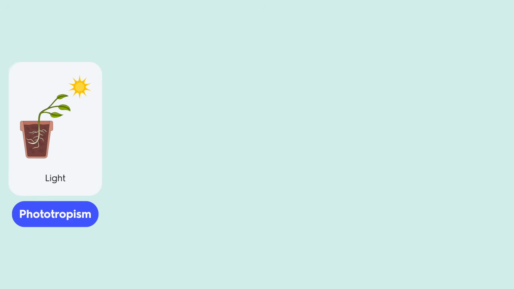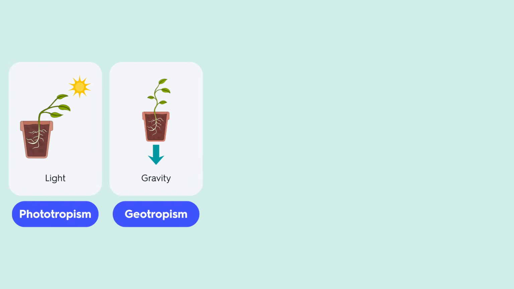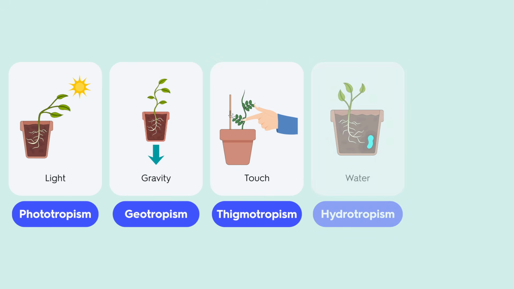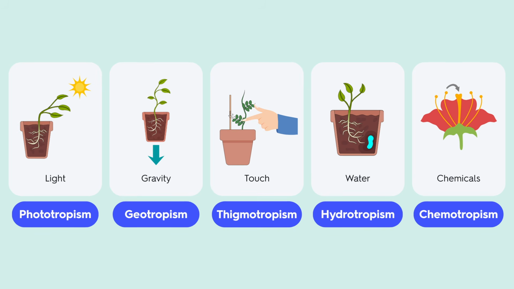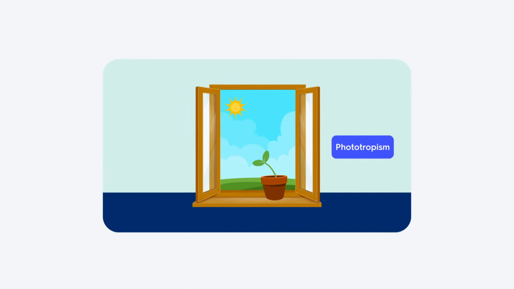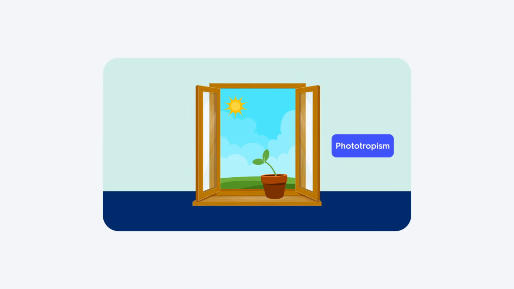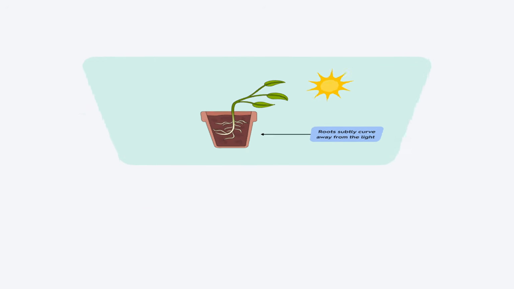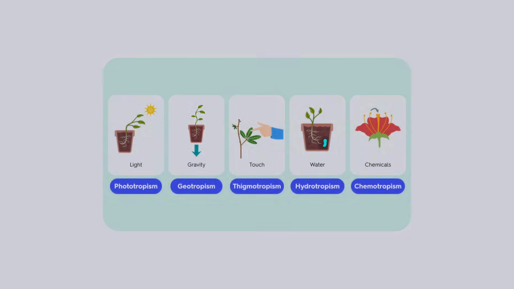To name a tropism, simply name the stimulus. Light gives phototropism. Gravity gives geotropism. Touch gives thigmotropism. Water gives hydrotropism. Chemicals give chemotropism. So far, tropism means a plant turns as it grows. The response is directional, and the name comes from the stimulus.